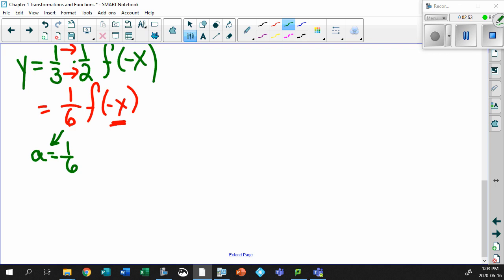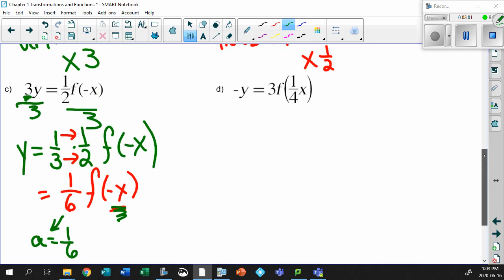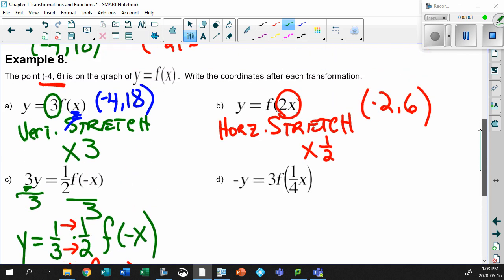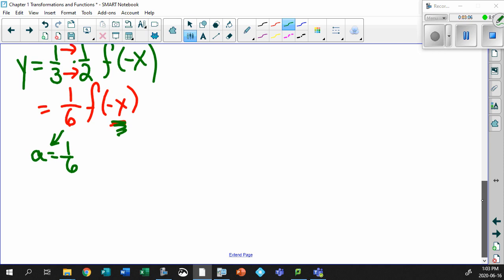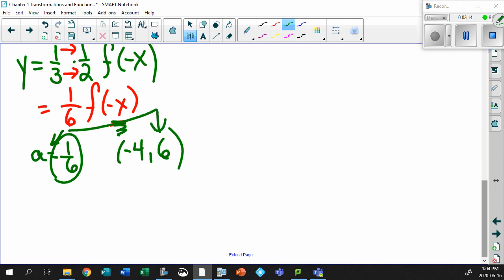Okay, here's our horizontal one. Our horizontal one means these are the x values. So let's find out our original point. Our original point was negative 4, 6. Okay, there's our A, which affects the y, so multiply this by 1/6. And there's our x, which is right here. And if you want, you can even say multiply it by negative 1. So guess what our new point is? It's going to be positive 4, comma 1. There's our new point. Is that ever cool?